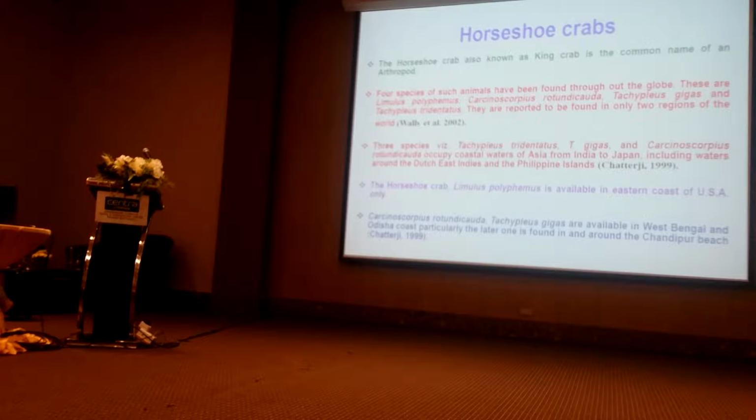and Philippine Islands. So the entire Bay of Bengal, from the Southern Sea, China, Malaysia, Indonesia, Japan, Philippines, and the eastern part of India. So 3 types of horseshoe crabs exist in that particular area, but only Limulus polyphemus is confined to the USA coast. So the horseshoe crab Limulus polyphemus is available on the eastern coast of USA only. Carcinoscorpius rotundicauda and gigas are available on the West Bengal and Odisha coast, particularly. The latter one is found in and around Chennai, Odisha, according to Chatterjee et al.